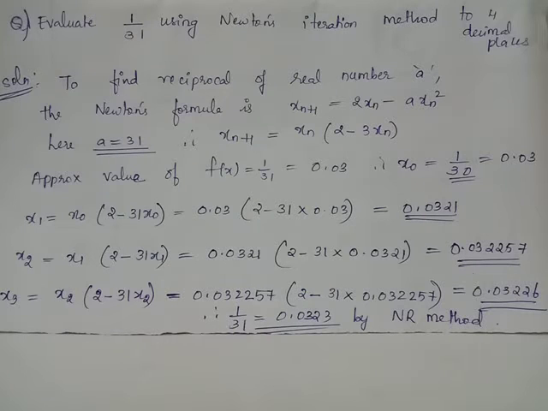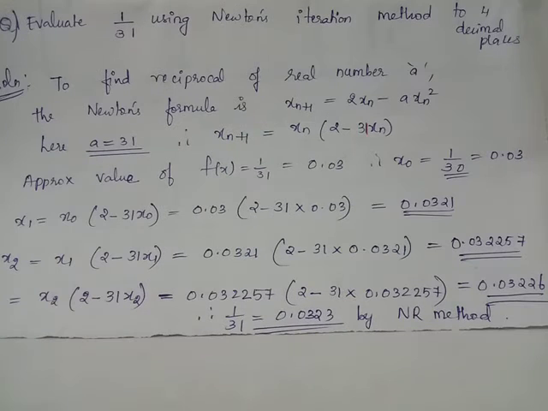Here we have to give a equals 31 in order to find out the reciprocal, 1 by 31. Thus the Newton-Raphson formula that will be used here is xn plus 1 equals 2 times xn minus 31 times xn square, which can also be written as xn plus 1 equals xn times (2 minus 31 xn).